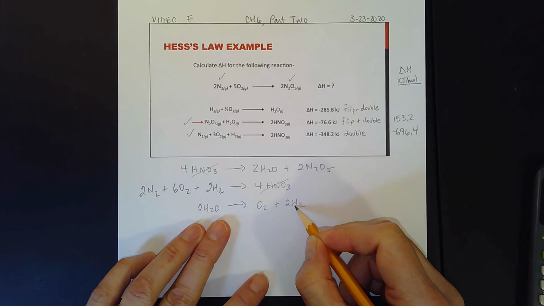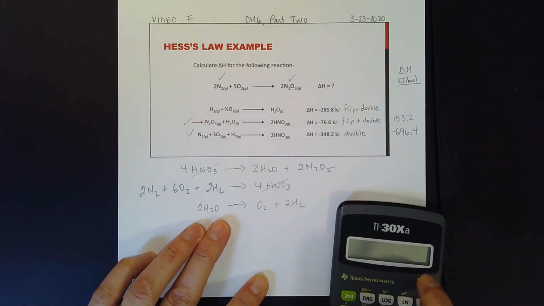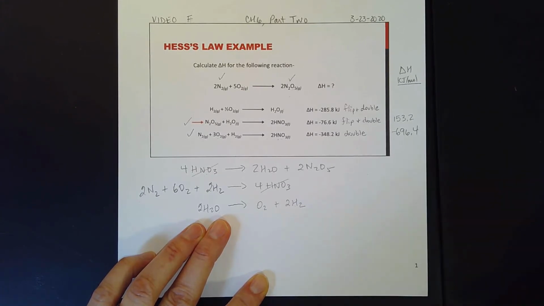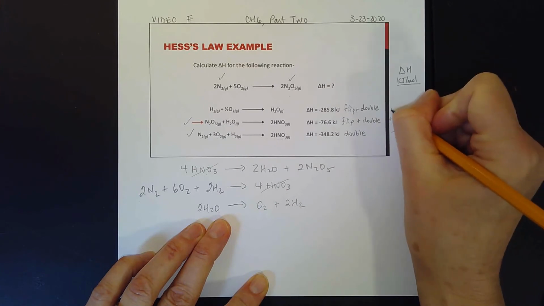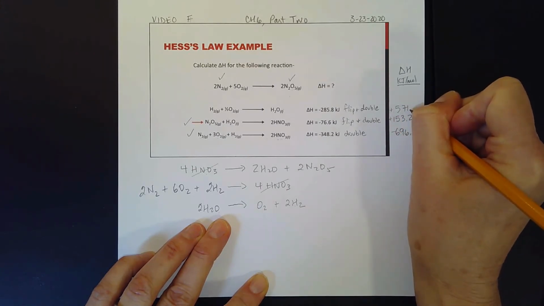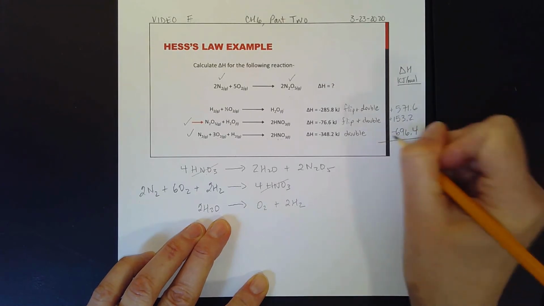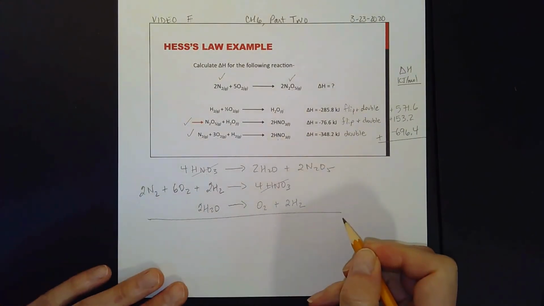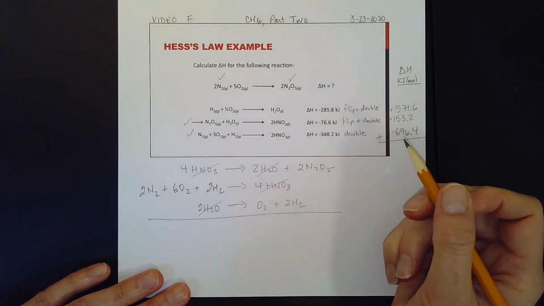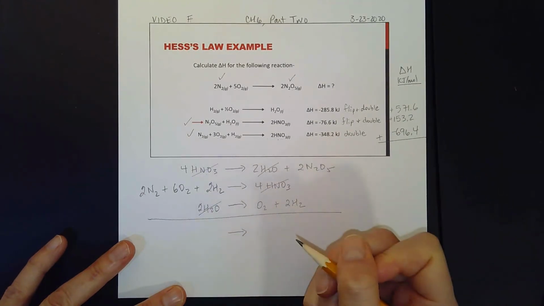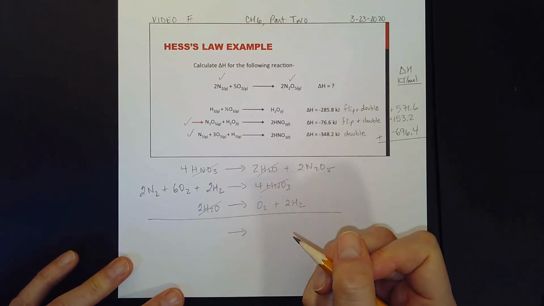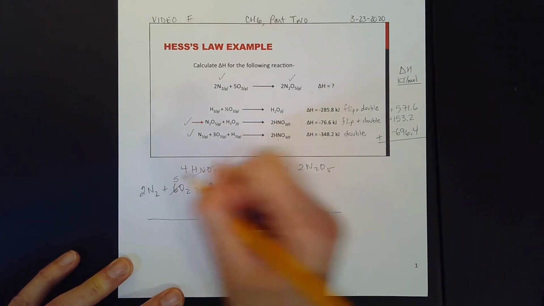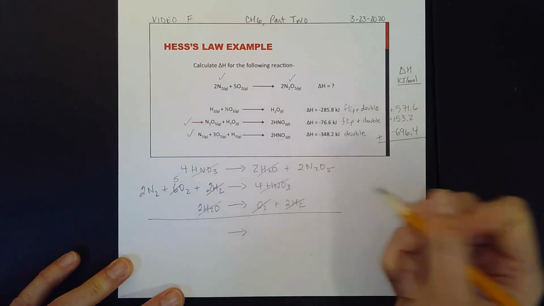I flipped that one and I doubled it. So that gives me 285.8 times 2, which is going to be positive 571.6. And in a minute I'm going to add those together. Okay, let me just check and see what's going on here. So now I can cancel my dioxygens, and what else can I get rid of? Well, look, I can get rid of 1 oxygen here. That's going to make this a 5. And then my 2 dihydrogens cancel.